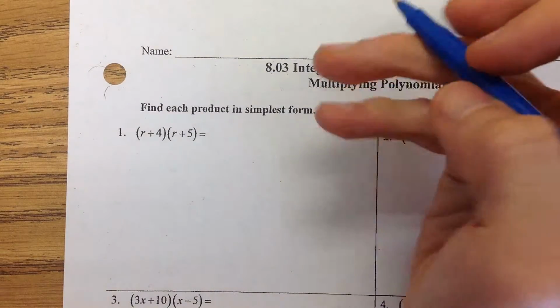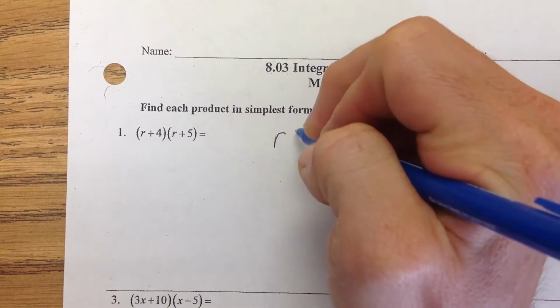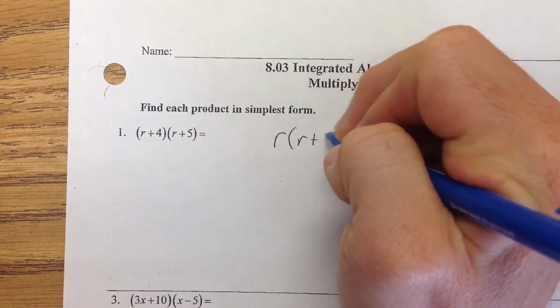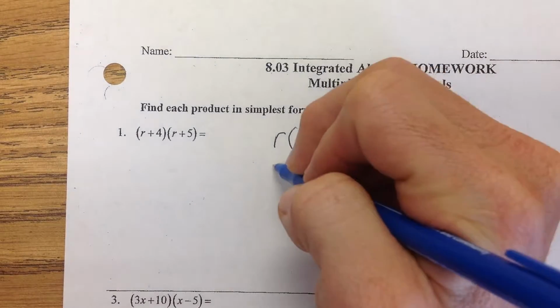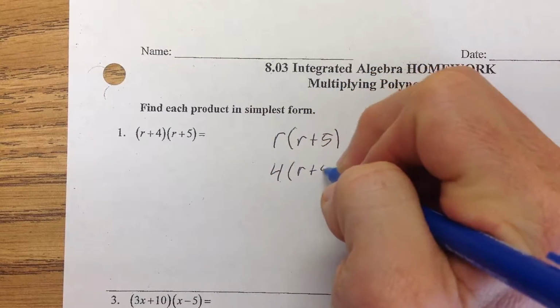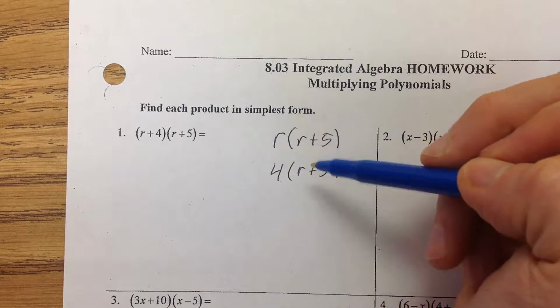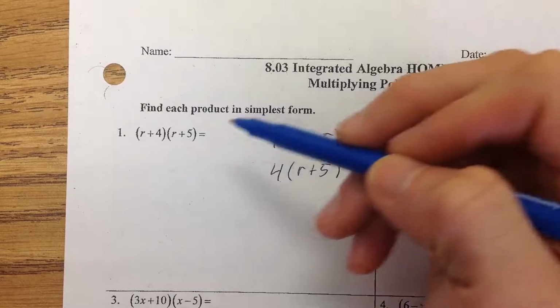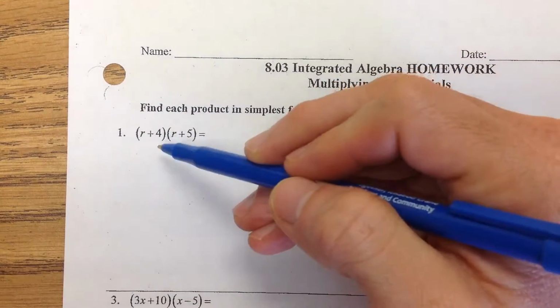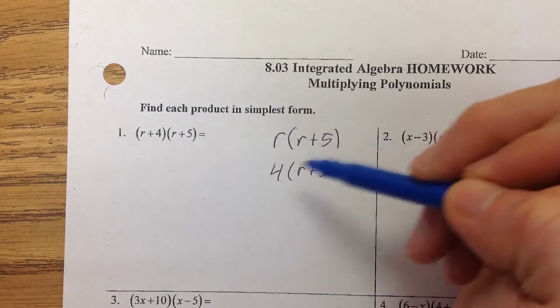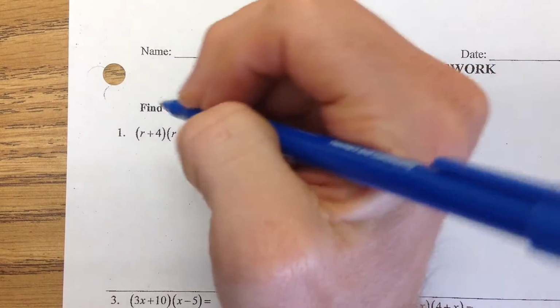You almost have to think about it like you're doing two separate problems. You're doing r times r plus 5, and then you're doing 4 times r plus 5. We're just doing both of these all at once instead of breaking it down into two separate problems. This is what we're doing.